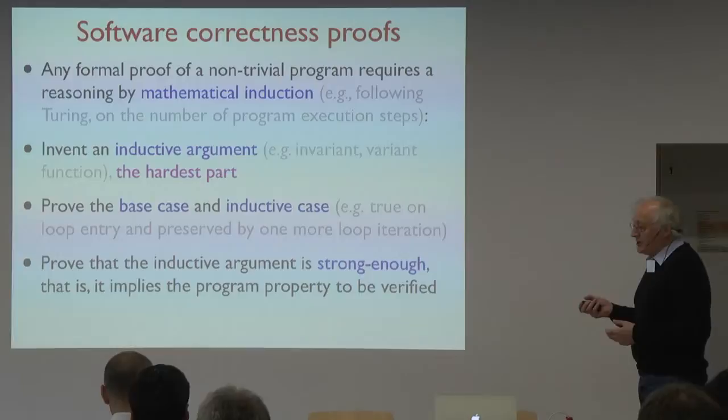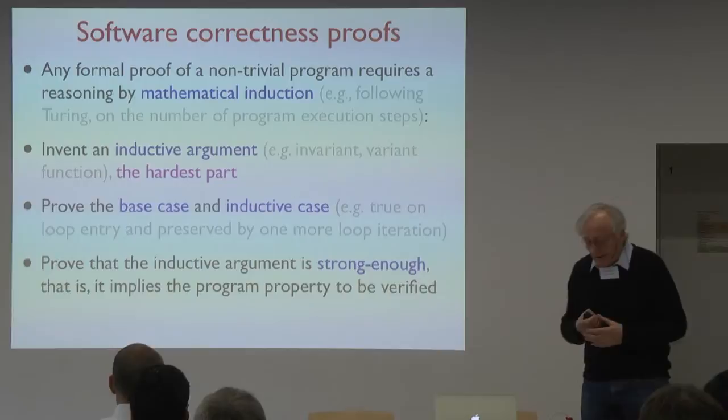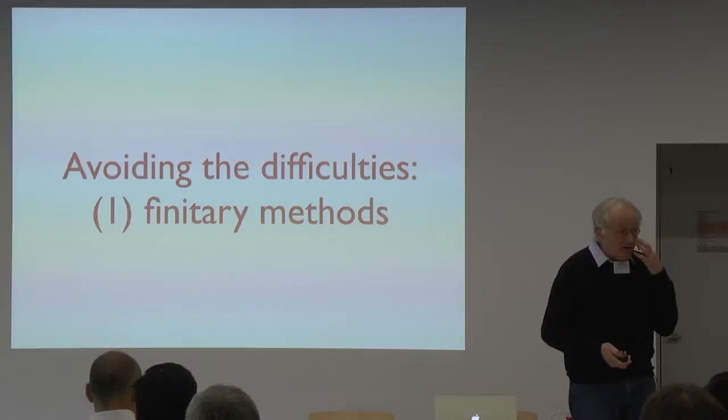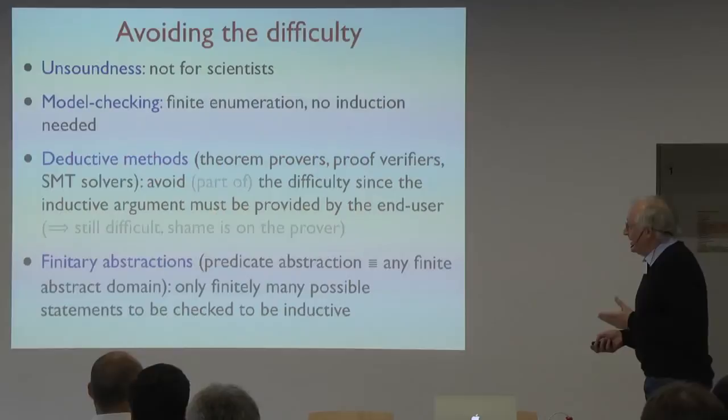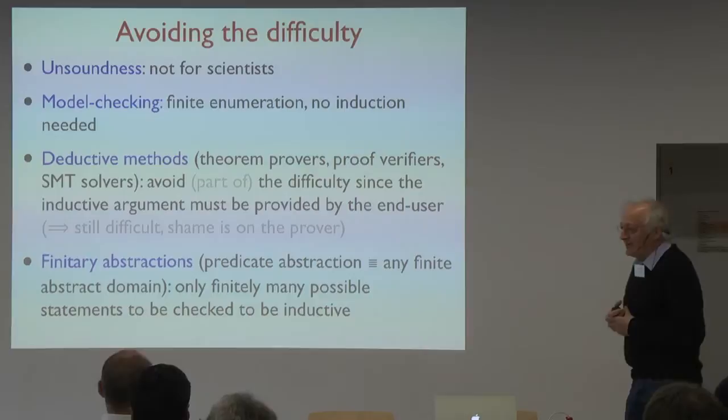This is because, in general, when you want to prove a property, it's not inductive. And like in math, when you prove a theorem, generally you have to prove a stronger fact than the theorem itself. So when you are confronted with this problem, the first thing computer scientists do is to avoid the problem. So you can go unsound. This is not for scientists, I think. You can do model checking. This should not be either for scientists because it's a bit trivial. There is no induction involved.